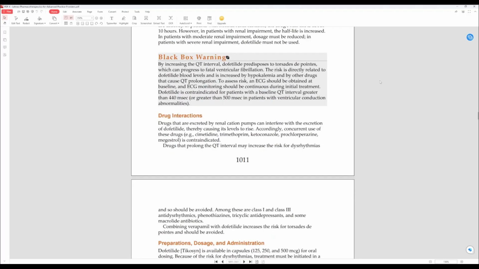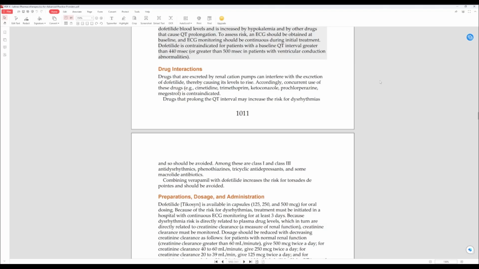So it's a black box warning. By increasing the QT interval, Tikosyn predisposes to Torsades de Pointes, which can progress to a fatal ventricular fibrillation. The risk is directly related to Tikosyn's blood levels and is increased by hypokalemia and by other drugs that cause QT prolongation. To assess the risk, an EKG should be obtained at baseline, and EKG monitoring should be continuous during initial treatment. Tikosyn is contraindicated for patients with a baseline QT interval greater than 440 msec.